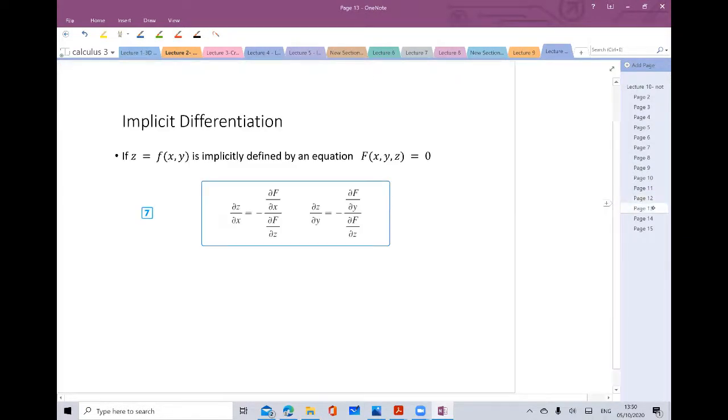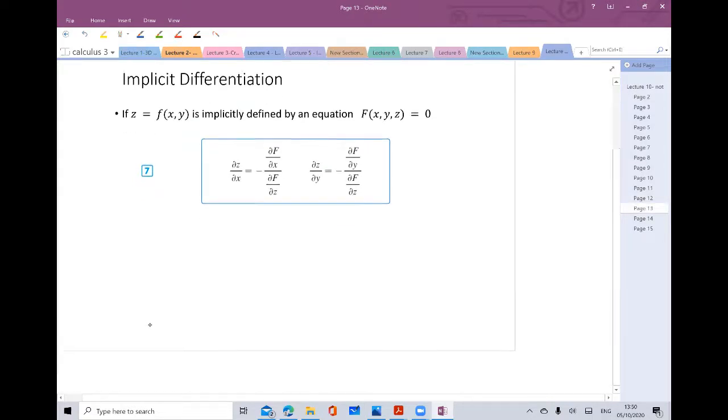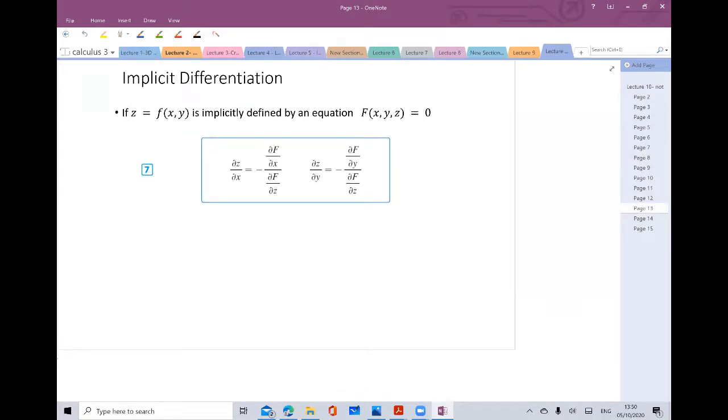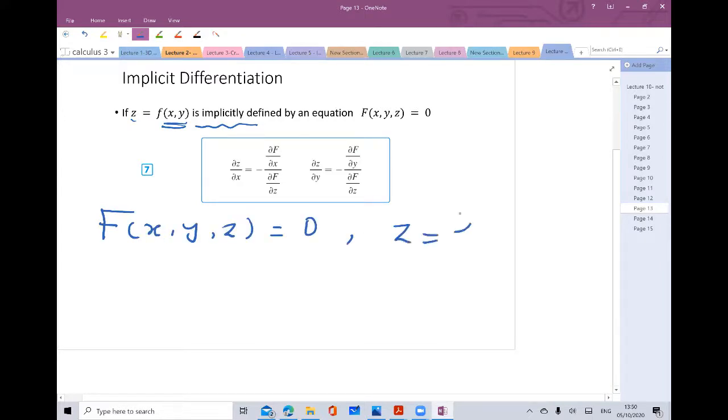I don't know if you have an example. We can do examples together. Now, if I have a function z, a function of two variables, and it is implicitly defined in this equation F capital of x, y, z equals 0, I do the same. If I want to apply the chain rule, I know that z is a function of x and y, don't forget.